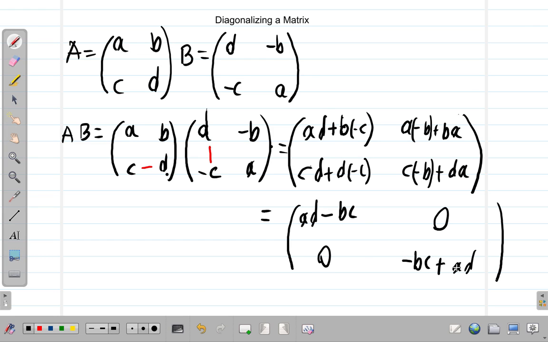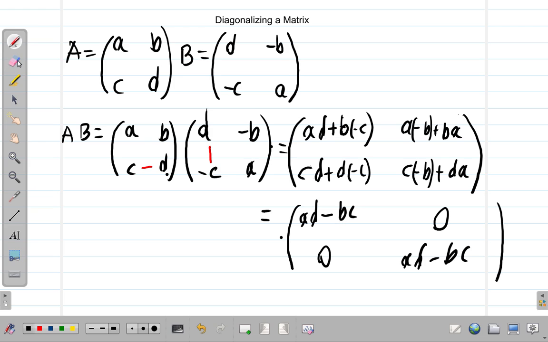If we put this in order, we put AD first, minus BC second. So it becomes AD minus BC. So what you will get here then is AD minus BC. So it is a diagonal matrix. What you have here is a diagonal matrix. Now, suppose we multiply this matrix by 1 over AD minus BC.